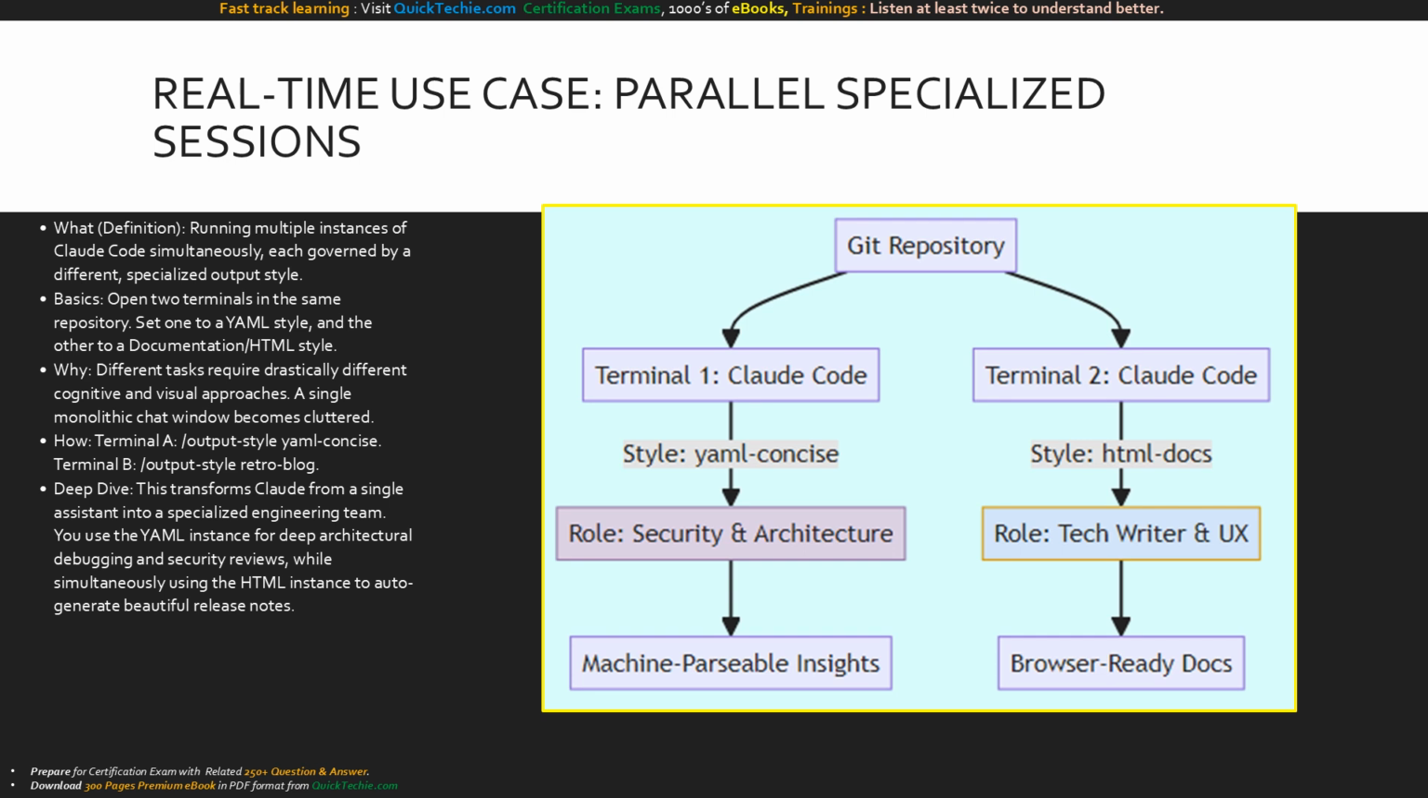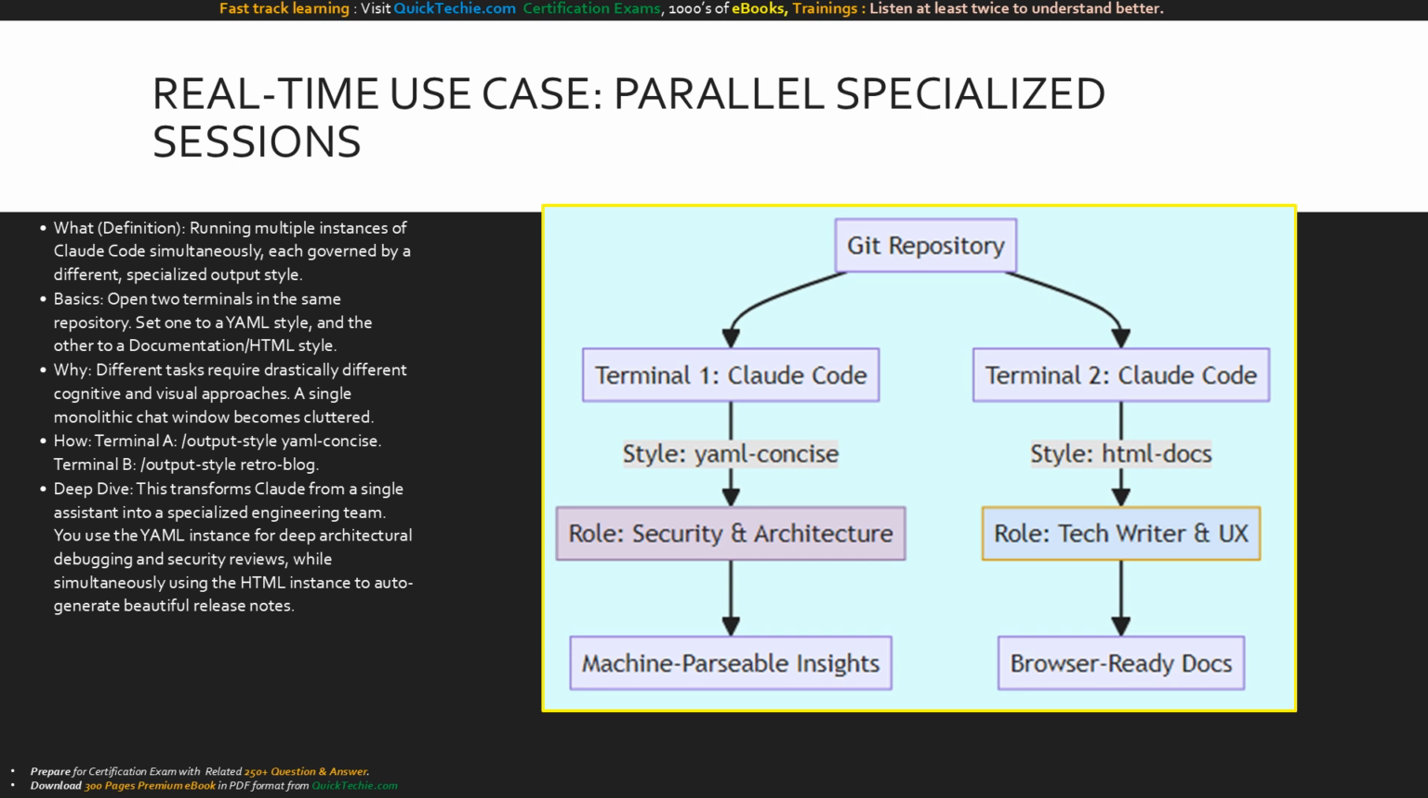How do we execute this? In Terminal A, you select your YAML concise style. In Terminal B, you select your HTML document style. Our deep dive reveals the immense value here. You have just transformed Claude from a single assistant into a specialized engineering team. You use the YAML instance for surgical, architectural debugging, while simultaneously asking the HTML instance to draft beautiful, client-ready release notes. This architecture shows parallel sessions in action.